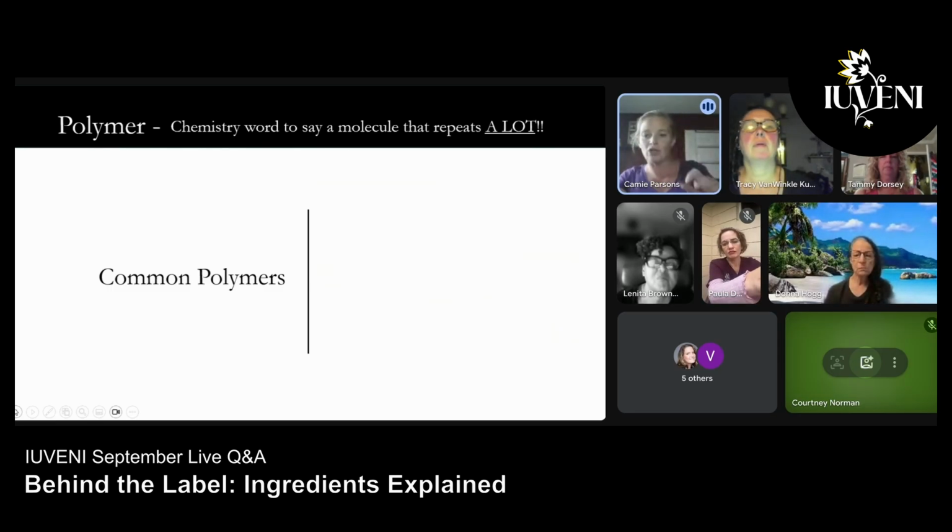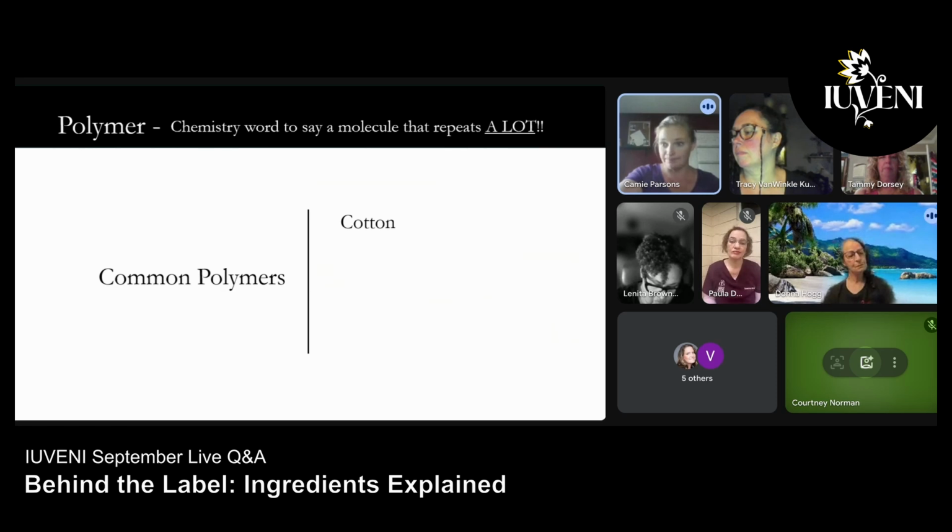So if you see the word polymer, it's not fabric. It's not plastic. Here are some very common natural polymers. Cotton is a polymer. Wool is a polymer. It's the same thing over and over and over again.